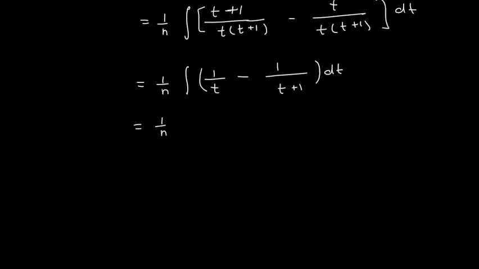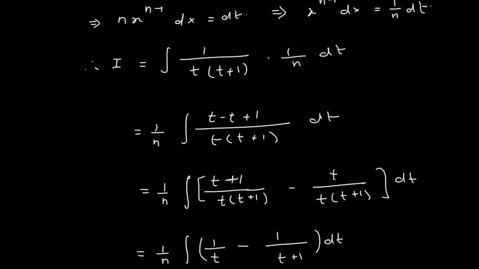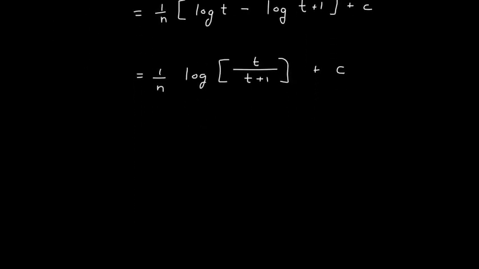Now integration of 1 upon t is log t. So here it is log t minus log of t plus 1 plus c. So this will become 1 divided by n log of t divided by t plus 1 plus c. Now this t or t plus 1 you will replace by x power n. So this is 1 divided by n into log of x power n divided by x power n plus 1.